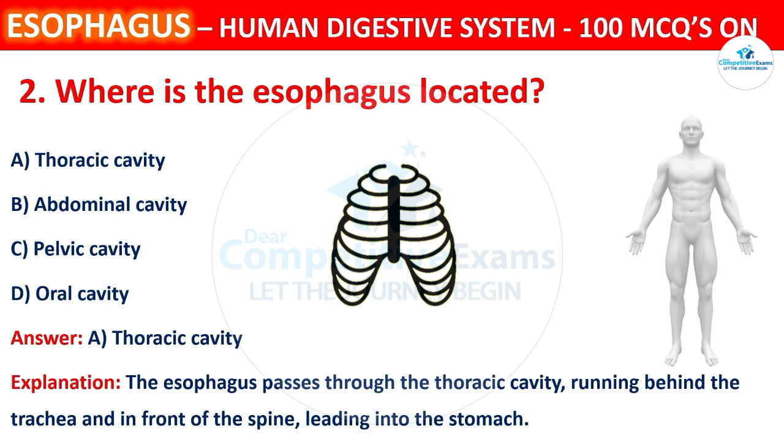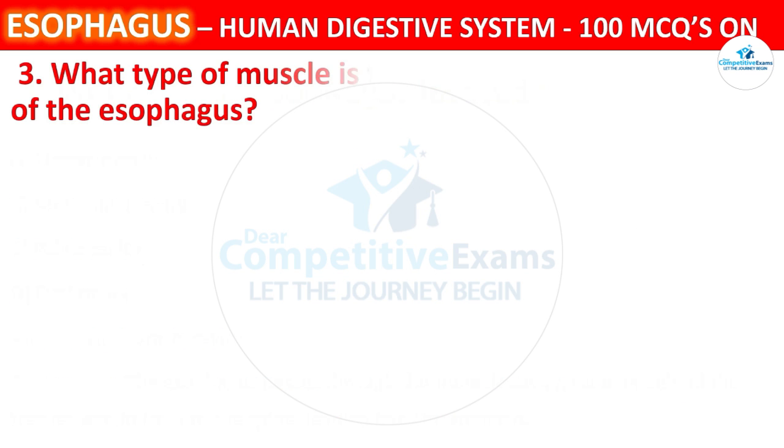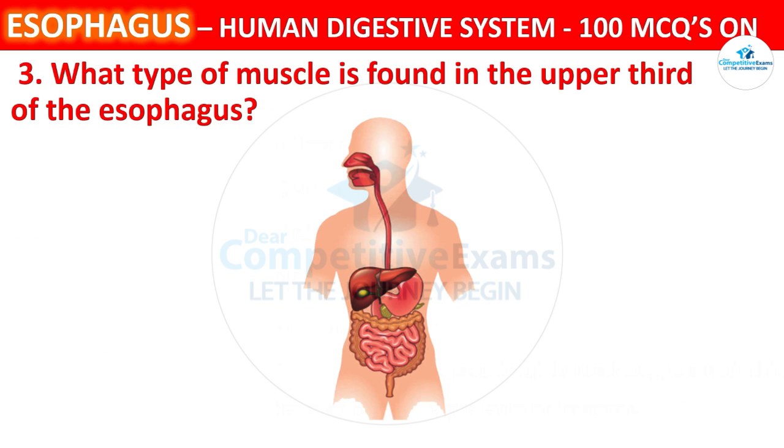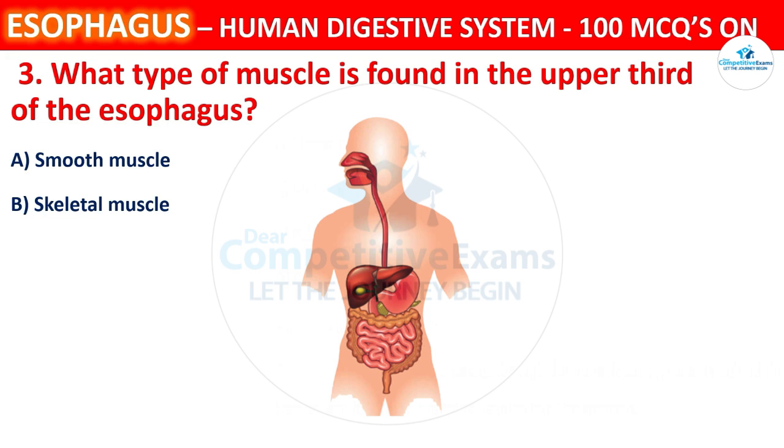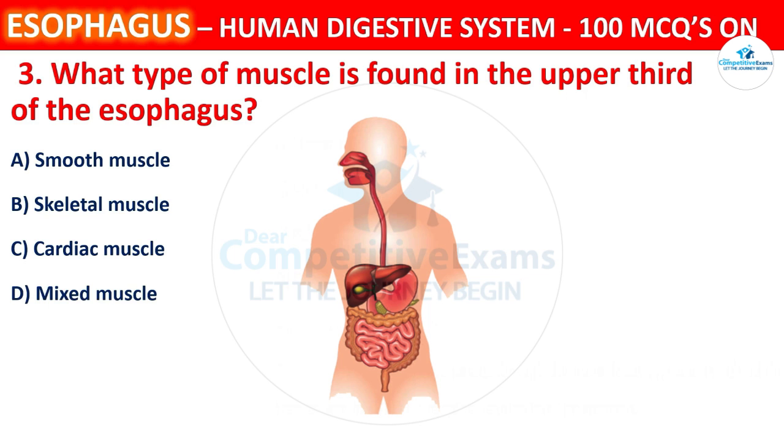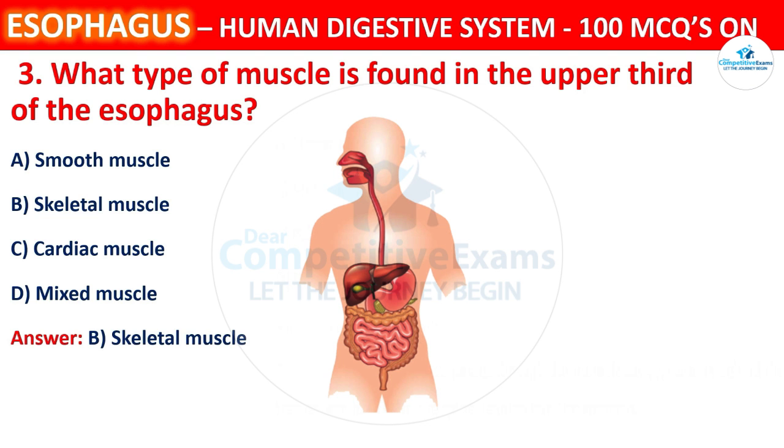Question number 3. What type of muscle is found in the upper third of the esophagus? Your options are smooth muscle, skeletal muscle, cardiac muscle, or mixed muscle. The correct answer is B, that is skeletal muscle.